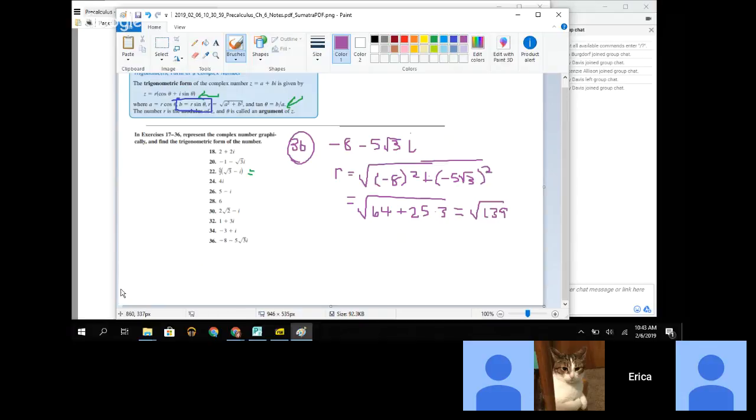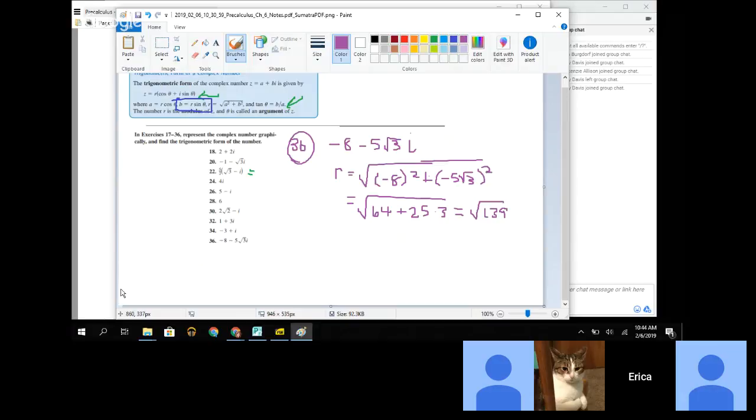Blah, right? I don't think you can simplify 139. I know it divides by 3. I don't think it divides by 9. 139 divided by 9. No, it doesn't divide by 9. I think that's as simple as that's going to get. So your r value is going to be square root of 139.